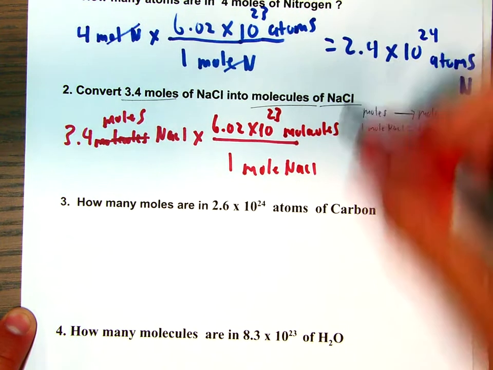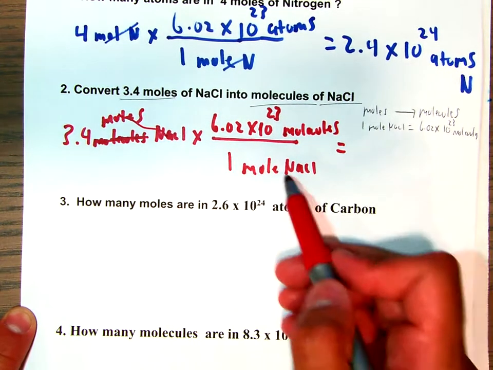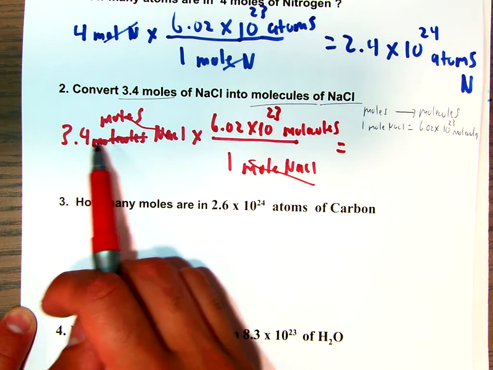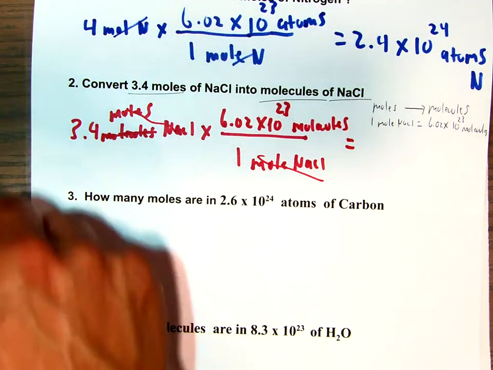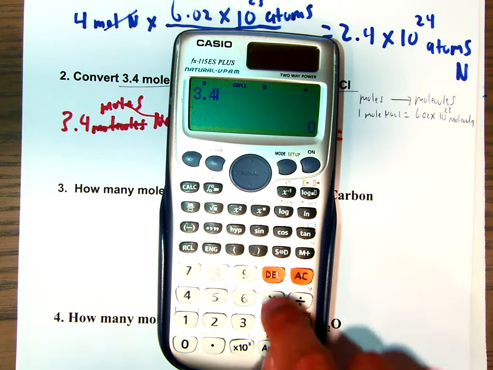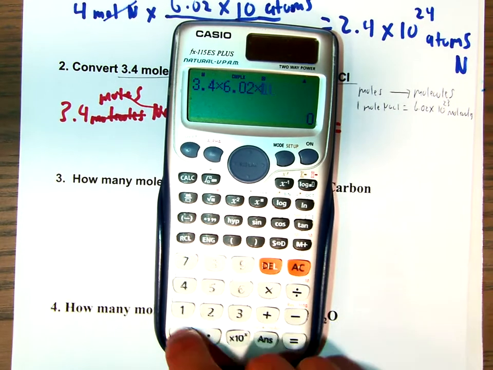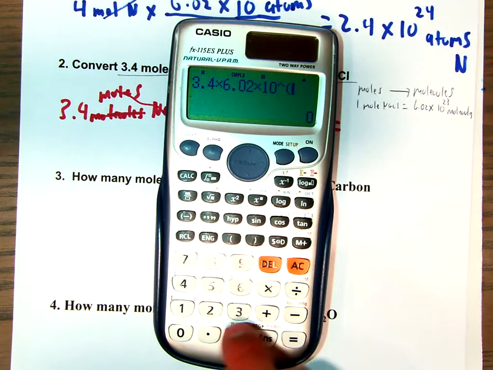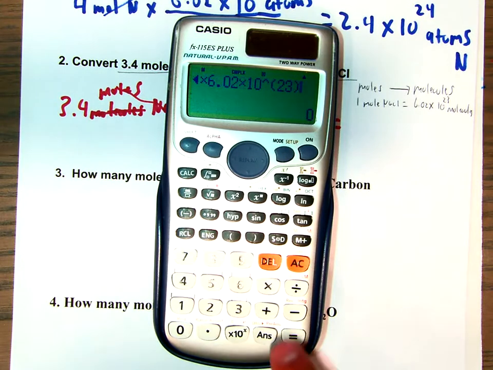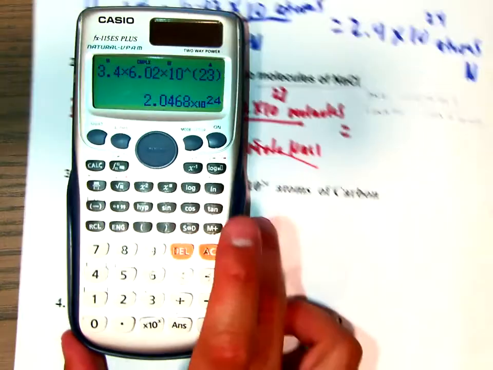Fit that in there, molecules. Okay. I go ahead, moles of NaCl cancel out, and I'm just left with 3.4 times Avogadro's number. So that's going to give me 3.4 times 6.02 times 10 to the 23rd, close the brackets there, enter, okay? And that's going to be my answer.